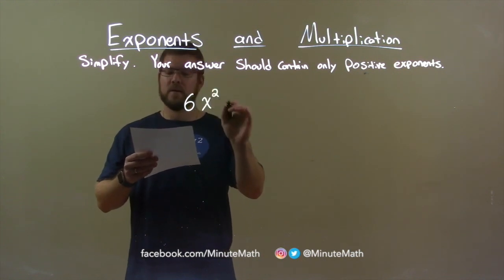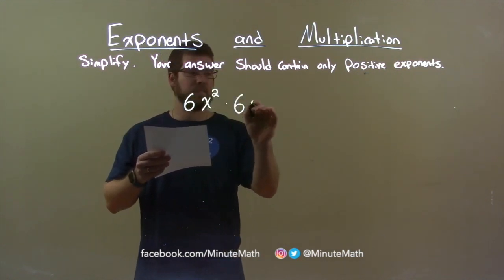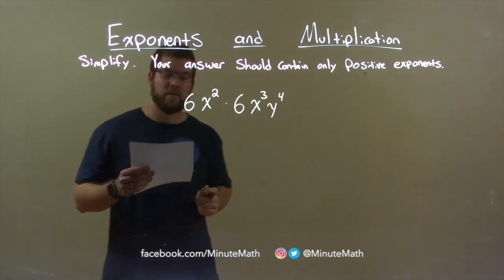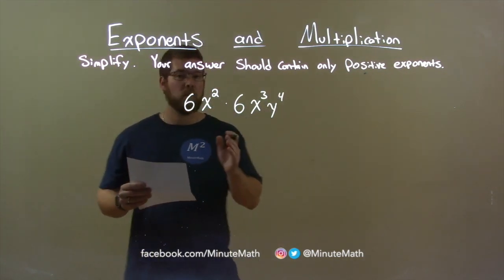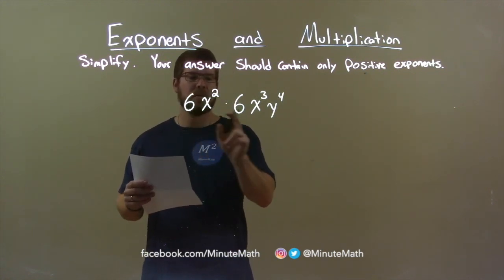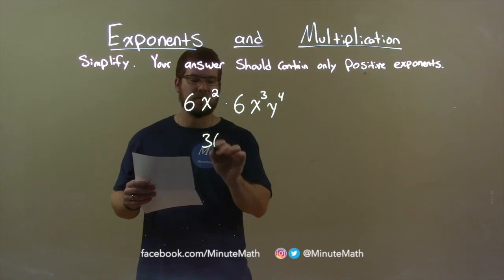6x squared times 6x to the third power, y to the fourth power. Well, first I look at the coefficients. We have 6 and 6. I multiply them together, and 6 times 6 is 36.